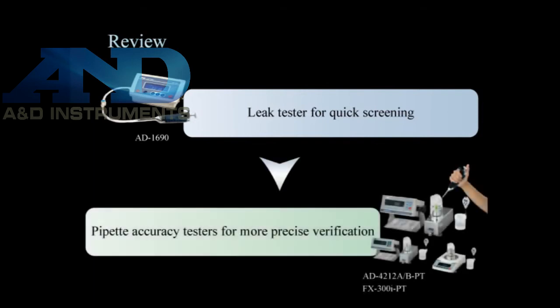Let's review A&D's Pipette Accuracy Management solution. You can use the AD1690 leak tester to determine pipettes that clearly need repairing. This is especially helpful if you have a large number of pipettes. You can then more precisely verify the accuracies of the remaining pipettes using one of the Pipette Accuracy Testers.